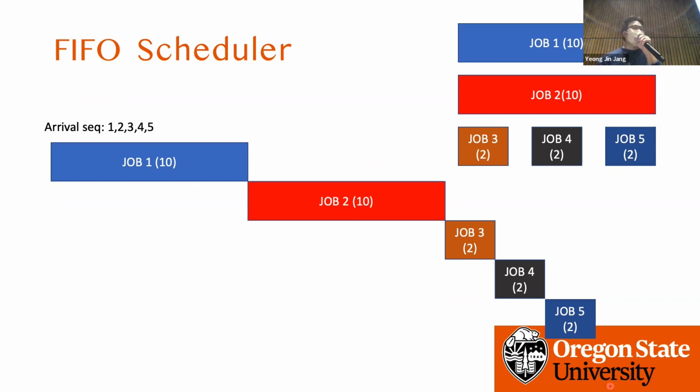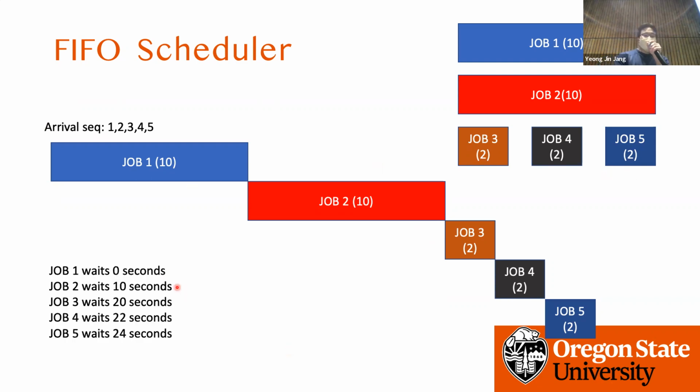Then we can measure the average wait time. Job 1 never waits, so it waited 0 seconds. After waiting 10 seconds, job 2 can start, so job 2 waits 10 seconds. Job 3 waited 20 seconds, job 4 waited 22 seconds, and job 5 waited 24 seconds. You can easily calculate how long each job should wait. The average wait time is all these seconds added up and divided by 5, which gives 15.2 seconds of average wait time.